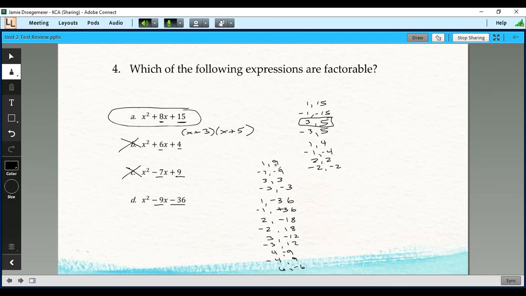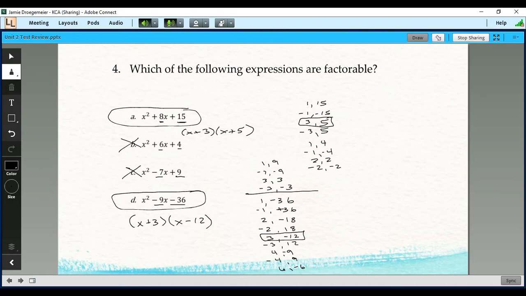All right, so a lot of different factors here. We started by looking for something that would add to negative 9. Well, if we look through here, if I add positive 3 and negative 12 together, that would equal negative 9. And so this does factor. It would be x plus 3 times x minus 12. And so A and D here are my two expressions that are factorable.